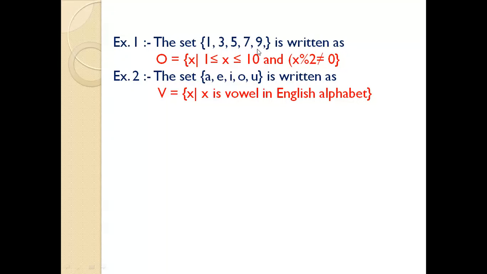Now we represent these numbers with a variable called x, and now we write their property. First here it is x greater than or equal to 1 and less than or equal to 10. And now we type another property, which is for odd numbers. So x mod 2 is not equal to 0, which means it shows the odd numbers less than 10, which are 1, 3, 5, 7, 9.